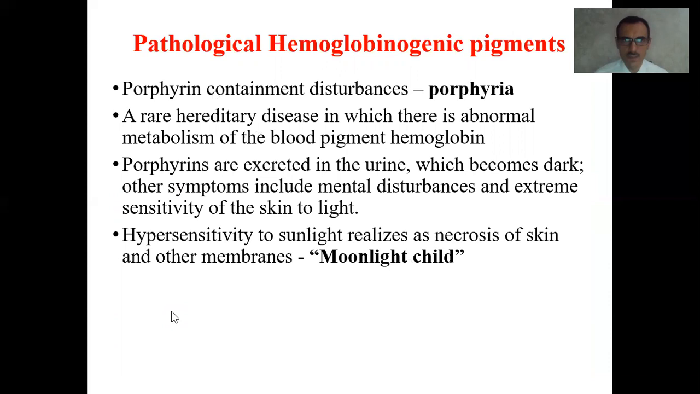Now we have a discussion about the pathological hemoglobinogenic pigments. The porphyrin metabolism disturbances are called porphyria. These are rare hereditary diseases in which there is abnormal metabolism of the blood pigment hemoglobin. Porphyrins are excreted in the urine, which becomes dark. Other symptoms include mental disturbances and extreme sensitivity of the skin to light. The hypersensitivity to sunlight manifests as necrosis of skin and other membranes, which we call the moonlight child.